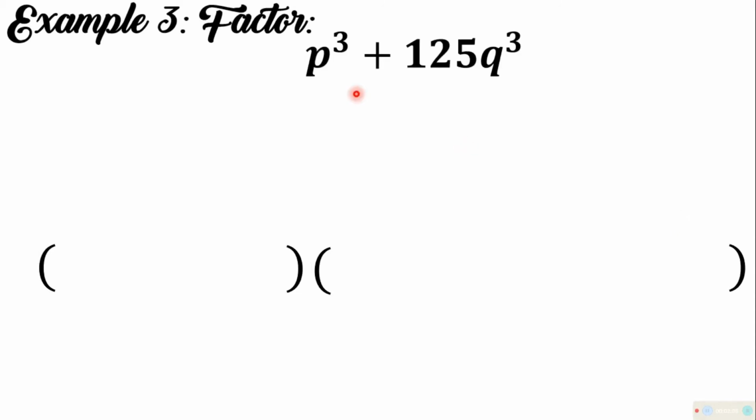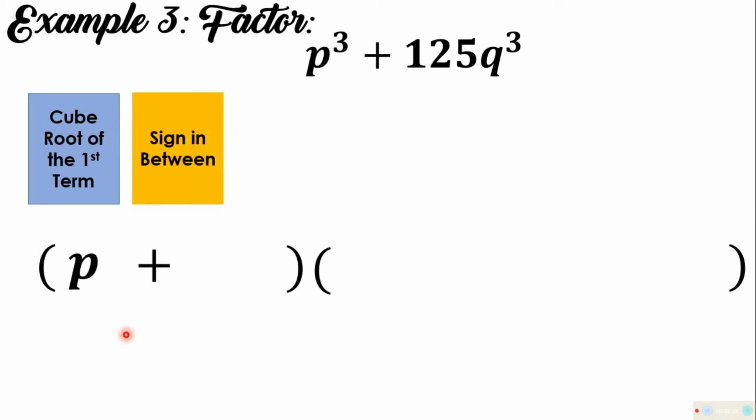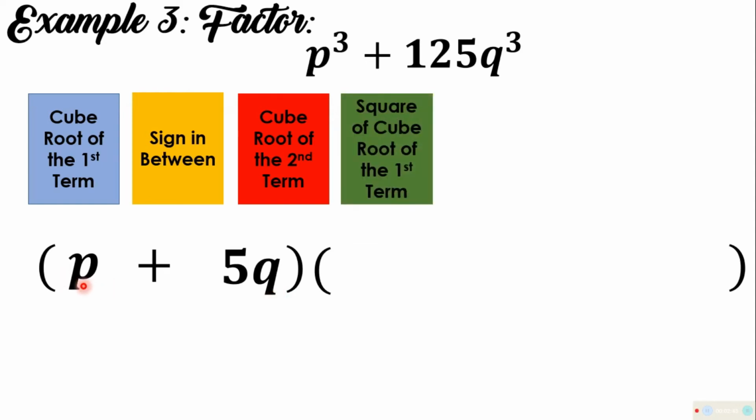p to the third power plus 125q to the third power. So, this is an example of sum of two cubes. So, get the cube root of p to the third power. The answer is p. Copy the sign in between, so positive. Get the cube root of 125. The answer is 5. And then the cube root of q cubed. The answer is q.